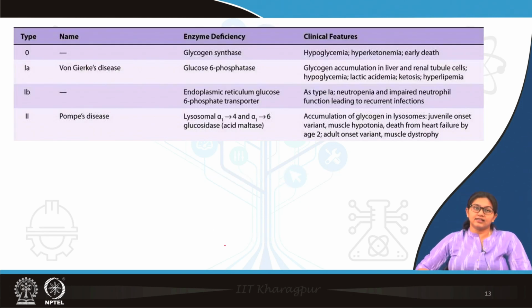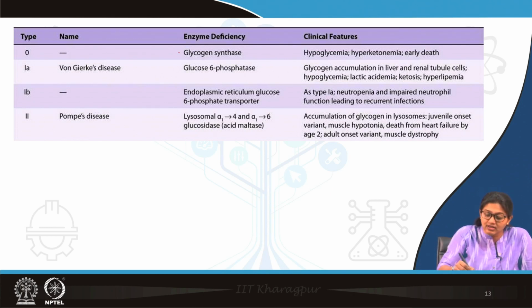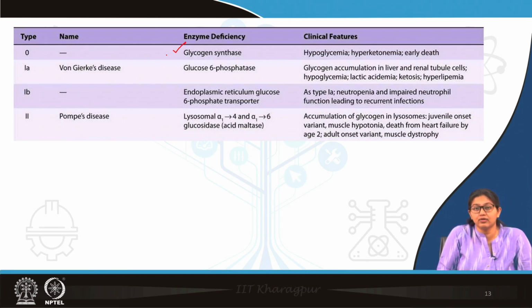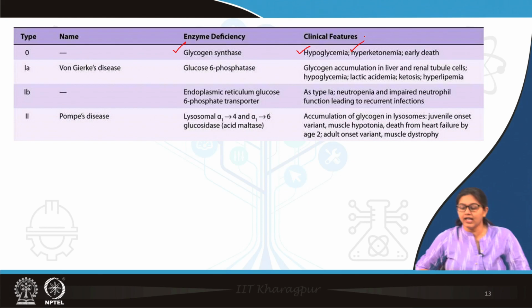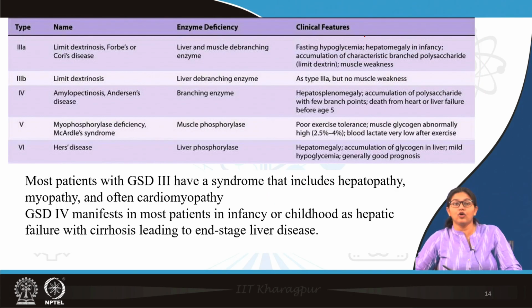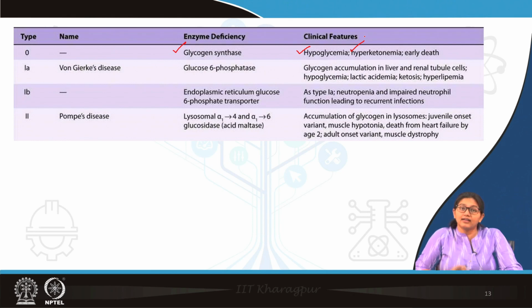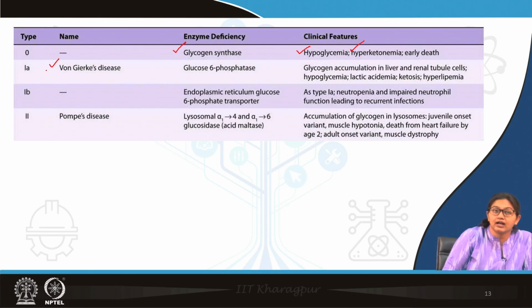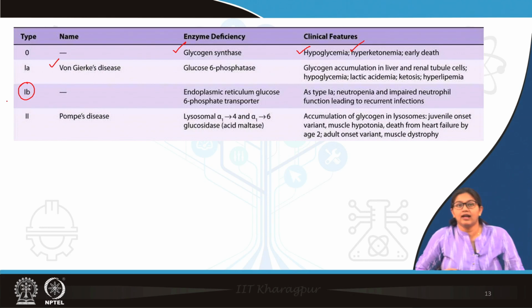So, basically these are the different types of glycogen storage disease. Now, type 0 is one very fatal one, where glycogen synthase, the main synthesizing enzyme of glycogen, is deficient, and there is definitely hypoglycemia and hyperketonemia, which finally causes early death in the patient. Then we have discussed von Gierke's disease, type 1A, then type 1B also, and their different manifestations.